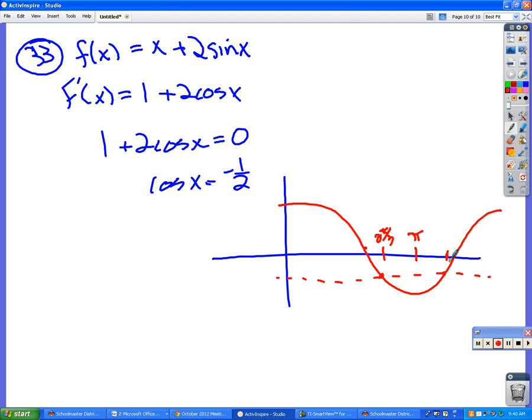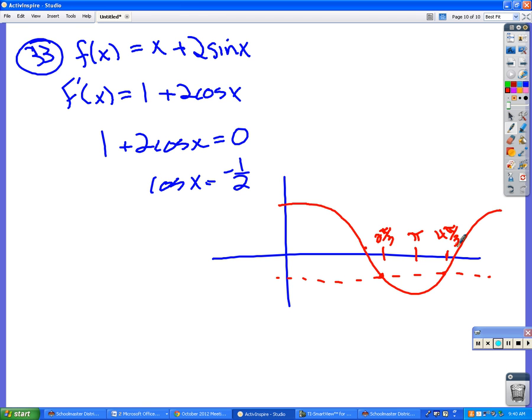What? 2 pi. What? 4 pi. 4 pi over 3, right? Because this is pi, or this is pi over 3 below pi. So this is going to be pi over 3 of what? 3 pi over 3 is pi. Yeah, I don't know why I said that. It's going to be 4 pi over 3 right there.